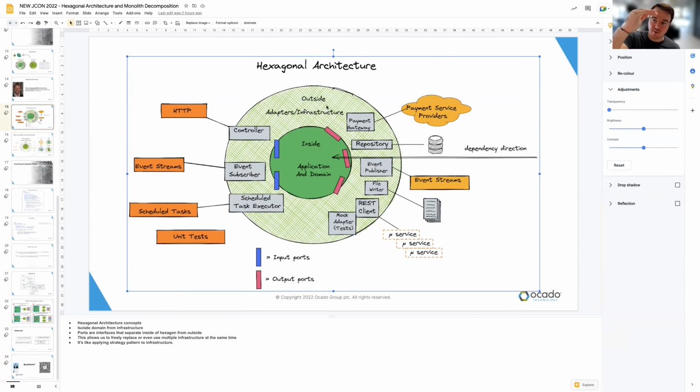But what we can do is take any one of these modules and extract it to a different microservice. So it's like we would have microservices, we are just deploying them together. Sorry for not having a picture of this actually.